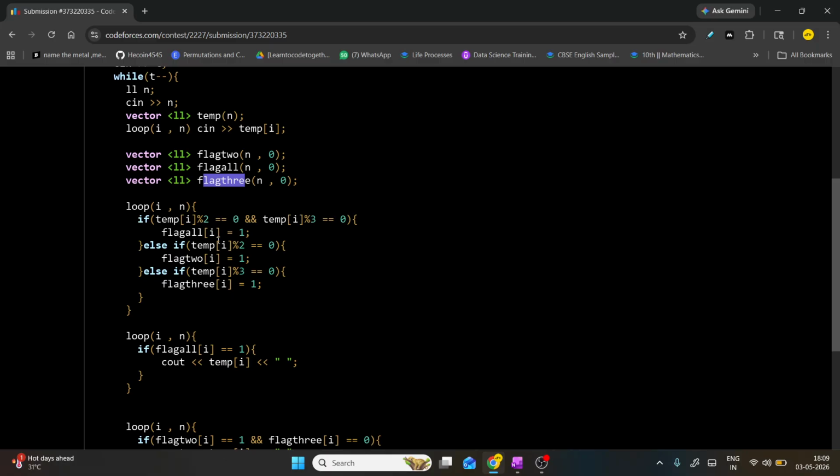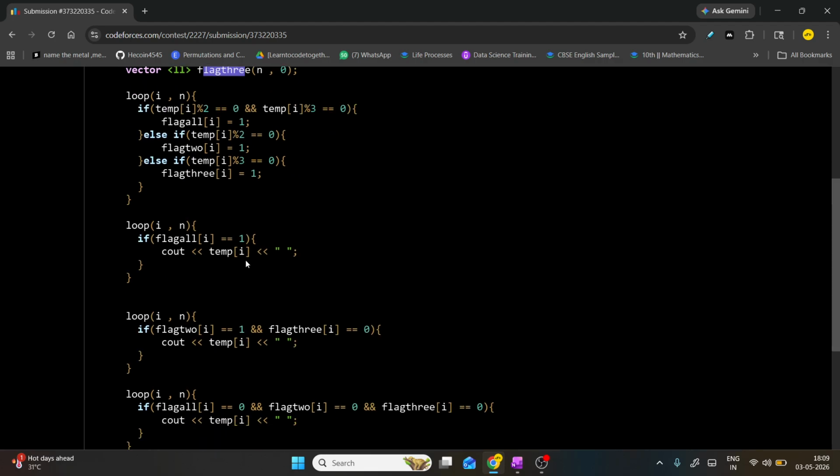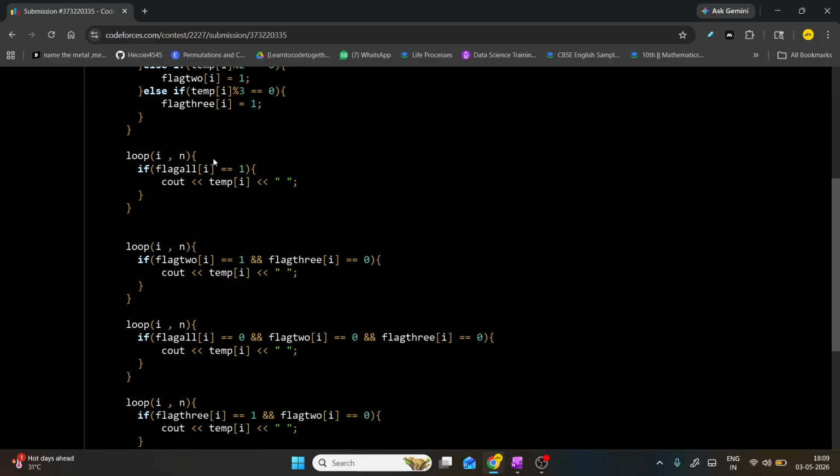If the element is only divisible by 2, then we flag that position to 1 so that we can remember that it is only divisible by 2. And at last, if it is divisible by 3, then we did the same as we did previously. After that, I initialized one more loop and added all those elements which are divisible by 2 and 3. Then I initialized one more loop which consists of all the elements that are only divisible by 2 and not by 3.